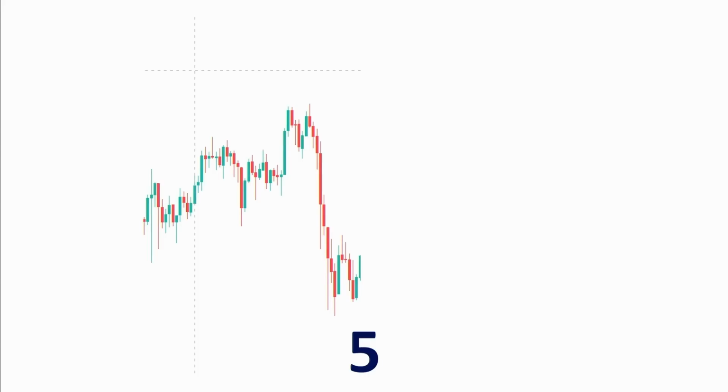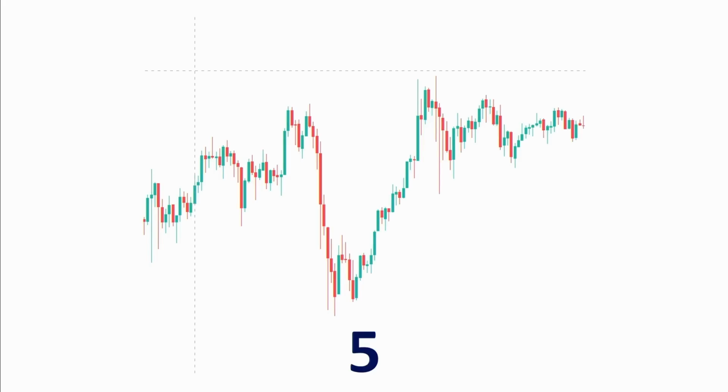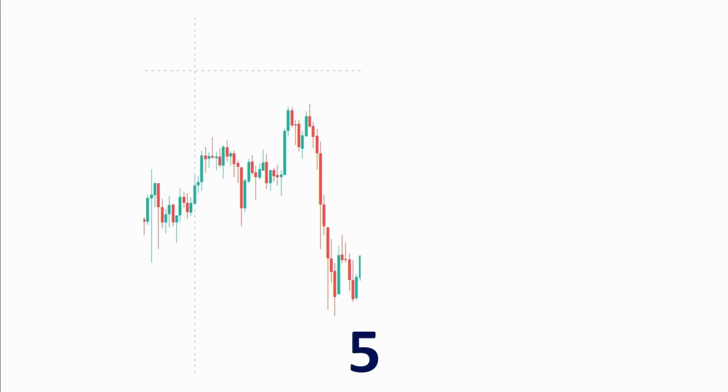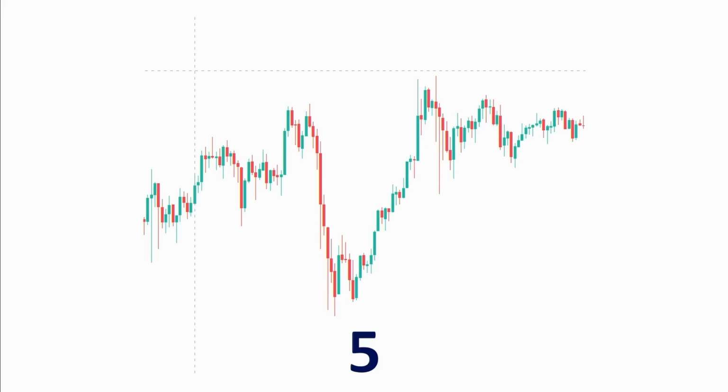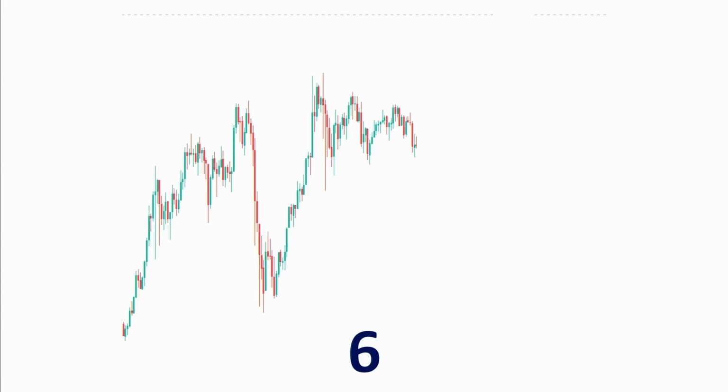Number 5, we had a very similar one, same sort of chisel, double bottom. That's, I think, one of the easier ones there. And it's overextended to the downside, so the fact that you have this double bottom here is that, yeah, pretty. That would be a high conviction trade for me. Number 6.